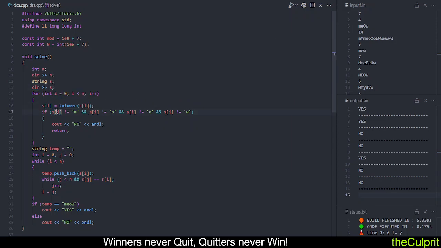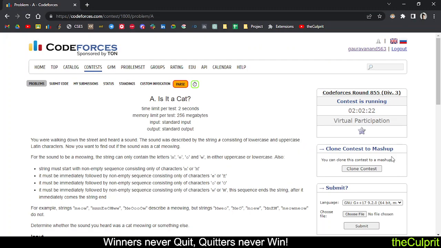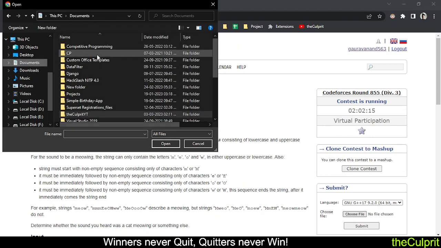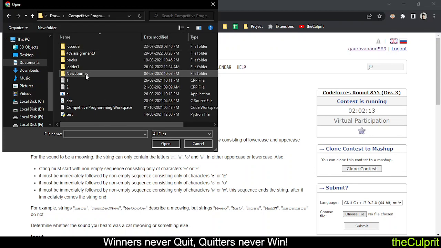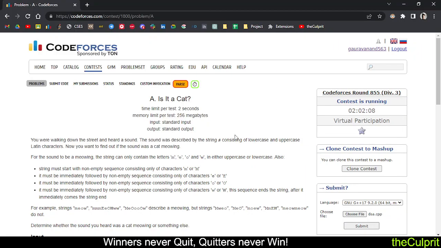So this case is also redundant. To convert to lowercase was a good idea. This should work. Oh, yeah. Commit this. This file was dsc.c. I'll submit this question. Let us check the result.